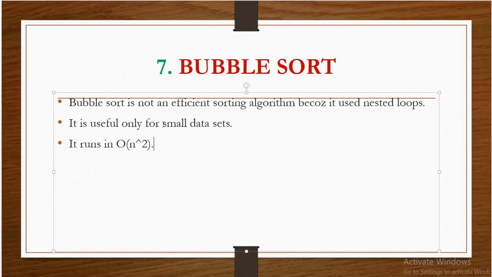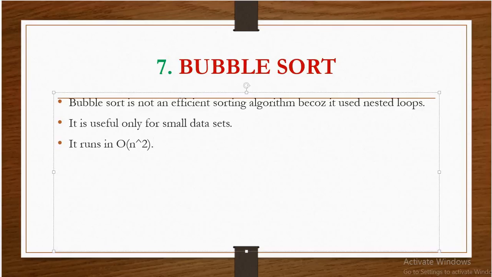Bubble sort is not an efficient sorting algorithm because it uses multiple nested loops internally, so the performance of the application will decrease. It is useful only for small data sets, and its runtime complexity is O(n^2), which is very large.